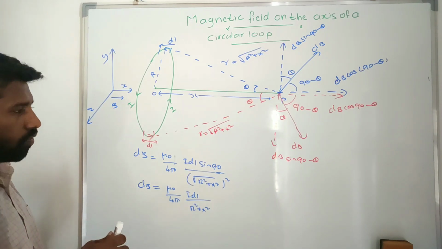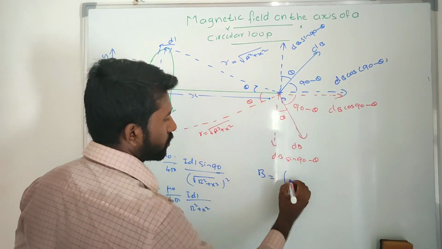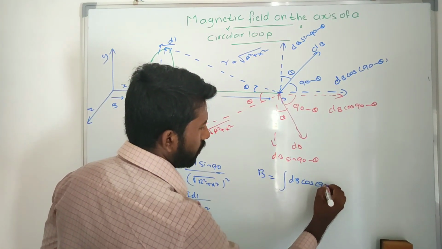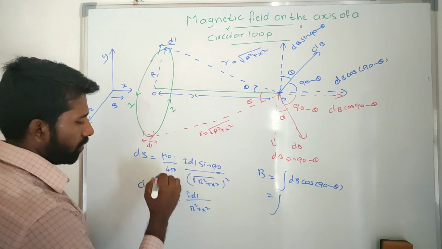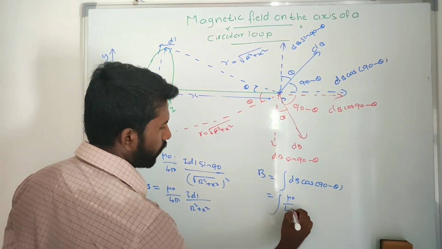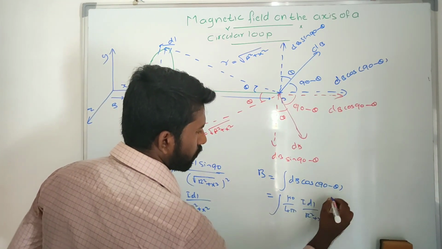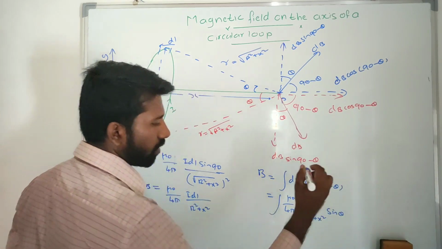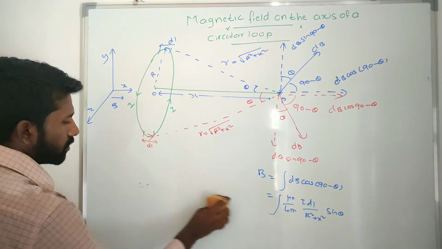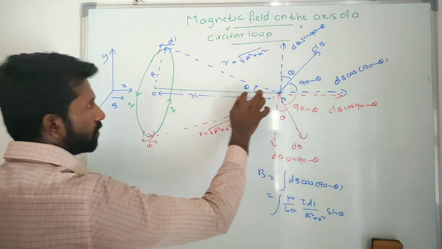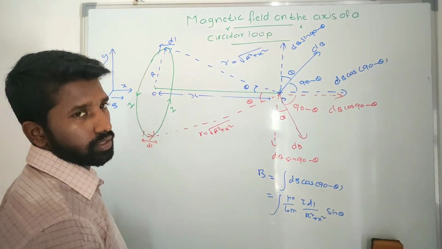Okay. Now we will see what that dB is. So the net magnetic field is equal to what? Integration of dB cos(90 minus theta). Okay, clear? That is equal to the integration of dB, where the dB value is mu 0 divided by 4 pi, I dl over r square plus x square, into cos(90 minus theta), that is sin theta. Okay, then now we will see what the sin theta value is. From this triangle we will get sin theta. Sin theta is r divided by the square root of r square plus x square.